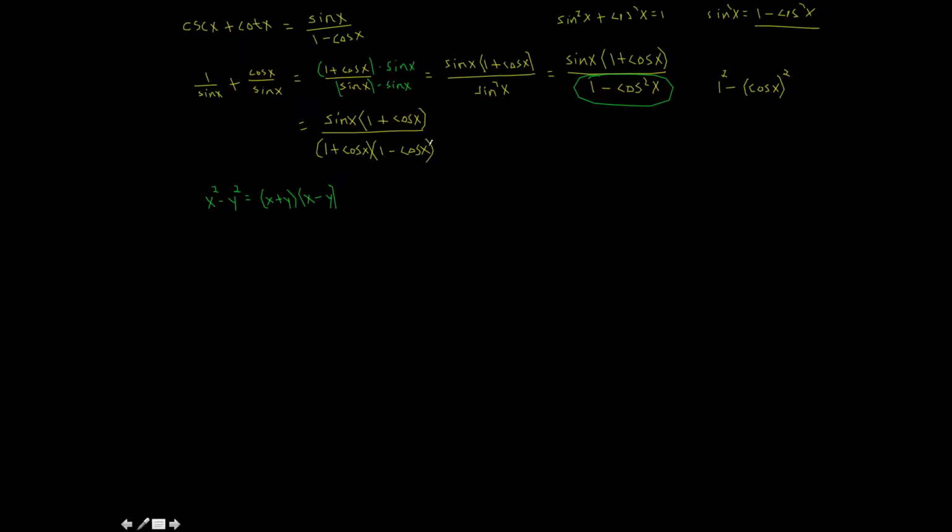Now this is the ultimate manipulation problem, okay? You're getting some rules of manipulation, some ideas of manipulation here. So your 1 plus cosine x is going to cancel because we're multiplying, so we can cancel those two out. And that is going to leave us with sine x over 1 minus cosine x. So we verified using the left-hand side.